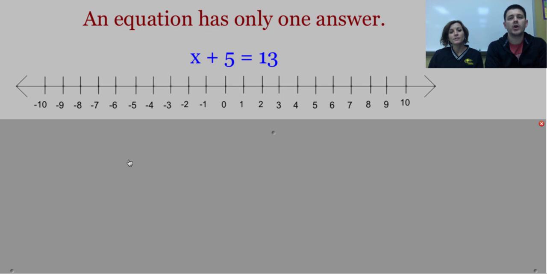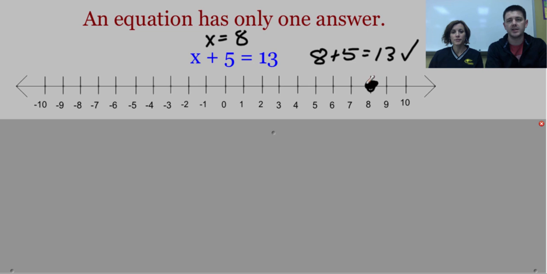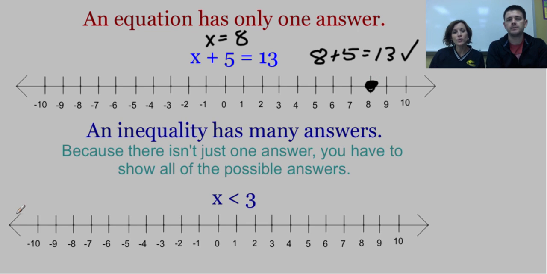All right, so an equation is something we've used a lot in this first part of the unit. Something like x plus 5 equals 13. If we were to solve this, we would find that our solution is x is equal to 8. 8 is the only number we can put in for x, add 5 to it, and we do get 13 as an answer. So on our number line, we could show our solution as the number 8.